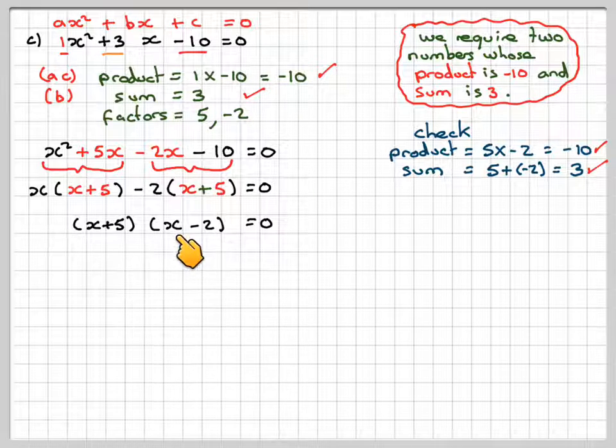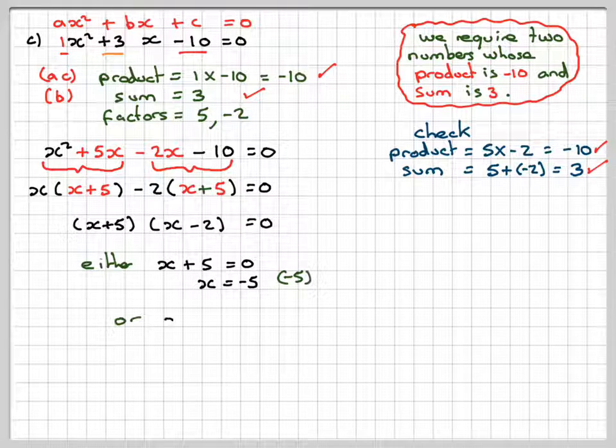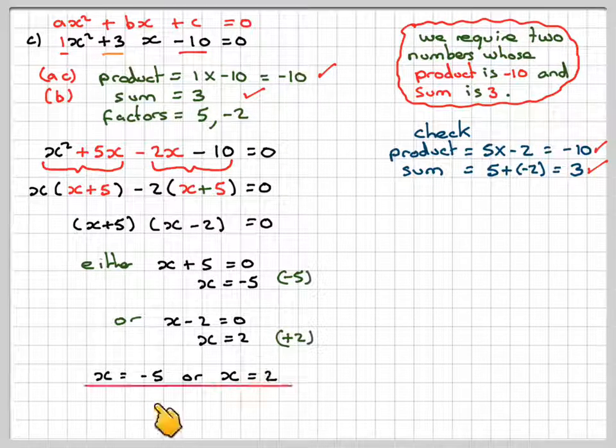Then we've got two products which is equal to 0, so we can say either x plus 5 is equal to 0, which then taking away 5 is going to give x is equal to minus 5, or x minus 2 is equal to 0, adding 2 to both sides we get x is equal to 2. So the two solutions are x is equal to minus 5 or x is equal to 2. Now some people can jump straight away from here to here, and that's fine.